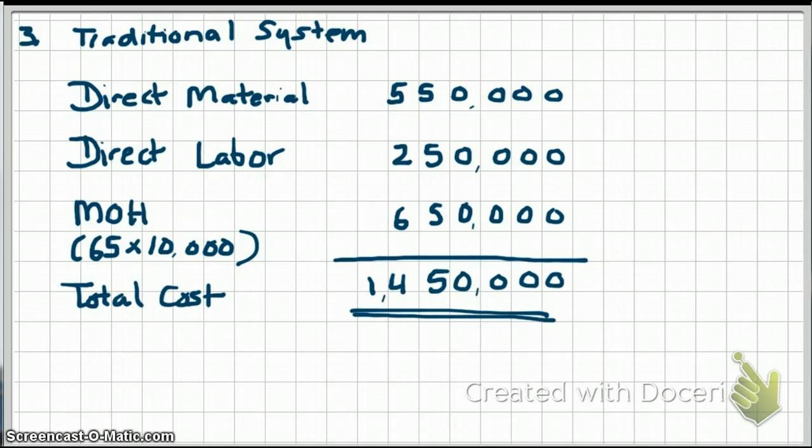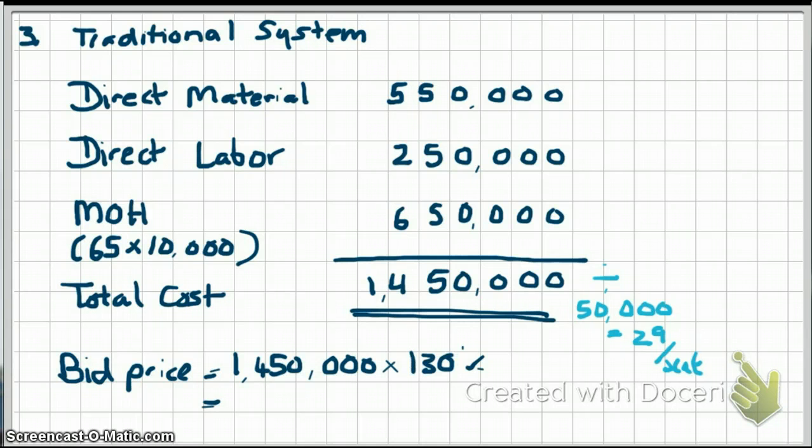They also want to know how much the average cost per seat is. When you're using this method, your average cost is going to be $29 per seat. You just divide the total cost by the 50,000 seats that you manufactured. They also want you to calculate a bid price using the traditional system. Again, your bid price is equal to your cost times 130%, which will give you $1,885,000.